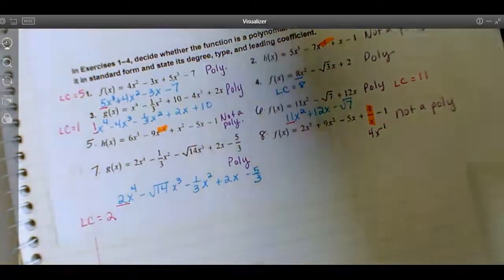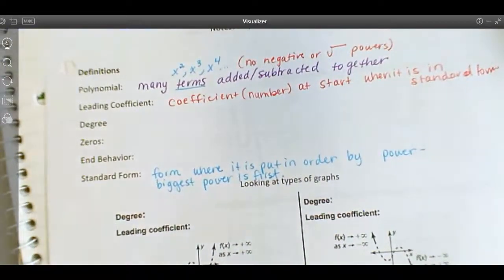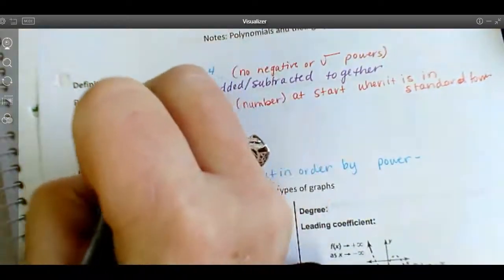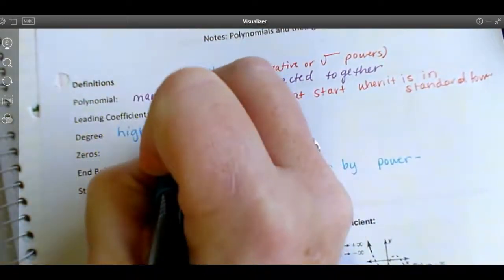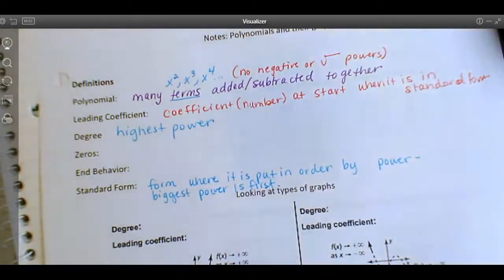All right, let's look at the rest of these definitions real quick. So degree is the highest power. So once you have it in order, whatever power comes first, that's the highest power, that's the degree. I'm going to go ahead and tell you some of these other definitions real quick, and then we're going to go back and finish the degree on those bottom ones.